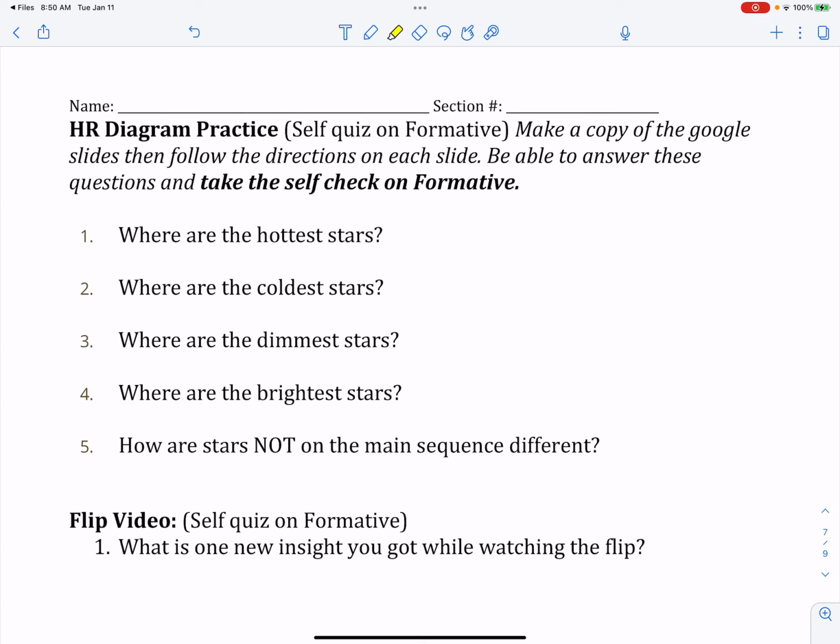The HR diagram practice, you're going to make a copy of that Google slide deck, and then you will work through the activities on each slide. This one really has you practice with that HR diagram. I will tell you that on the unit summative, the HR diagram plays a big role. So you're going to want to be super confident with the idea of that HR diagram and how we use that in astronomy. So I highly encourage this activity as one of your 5.